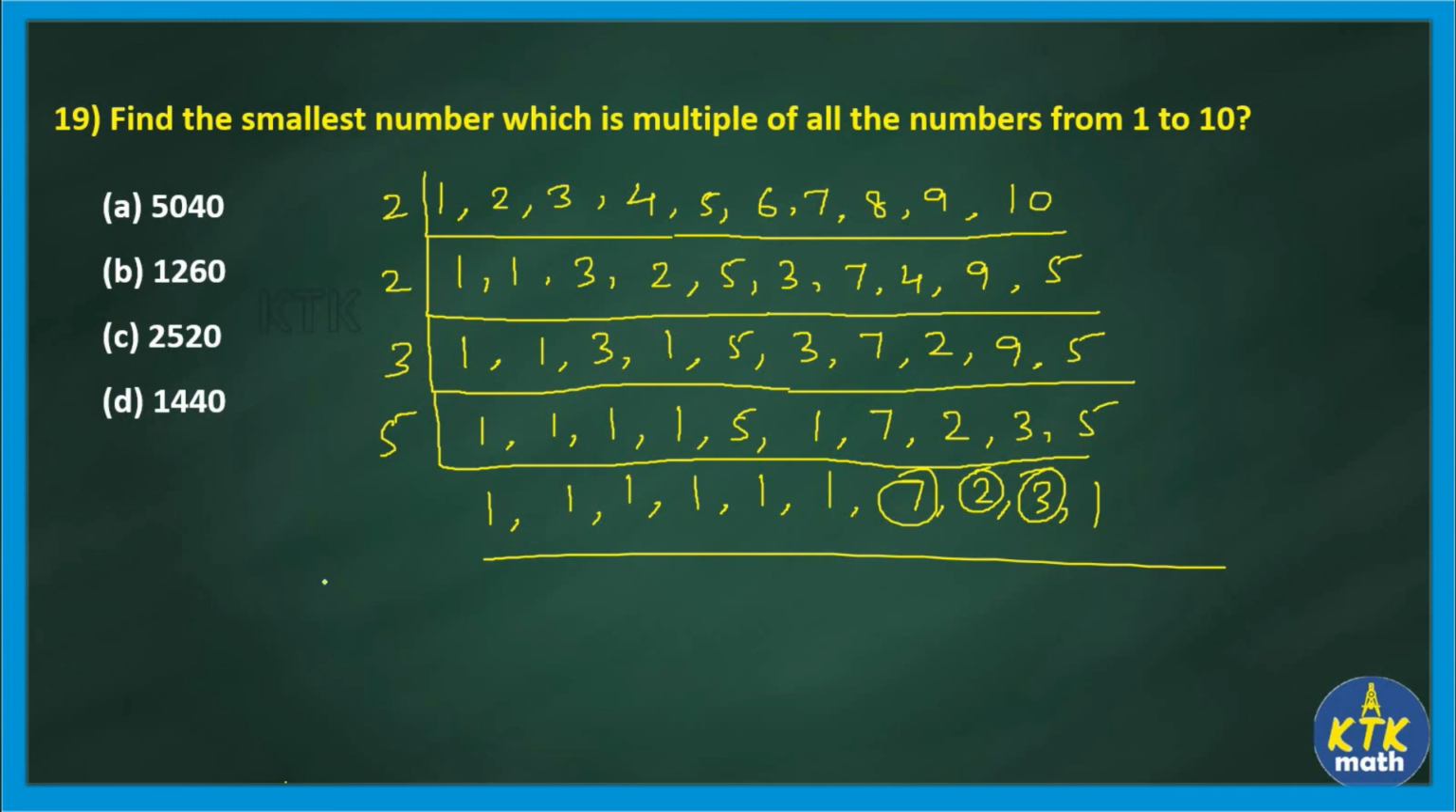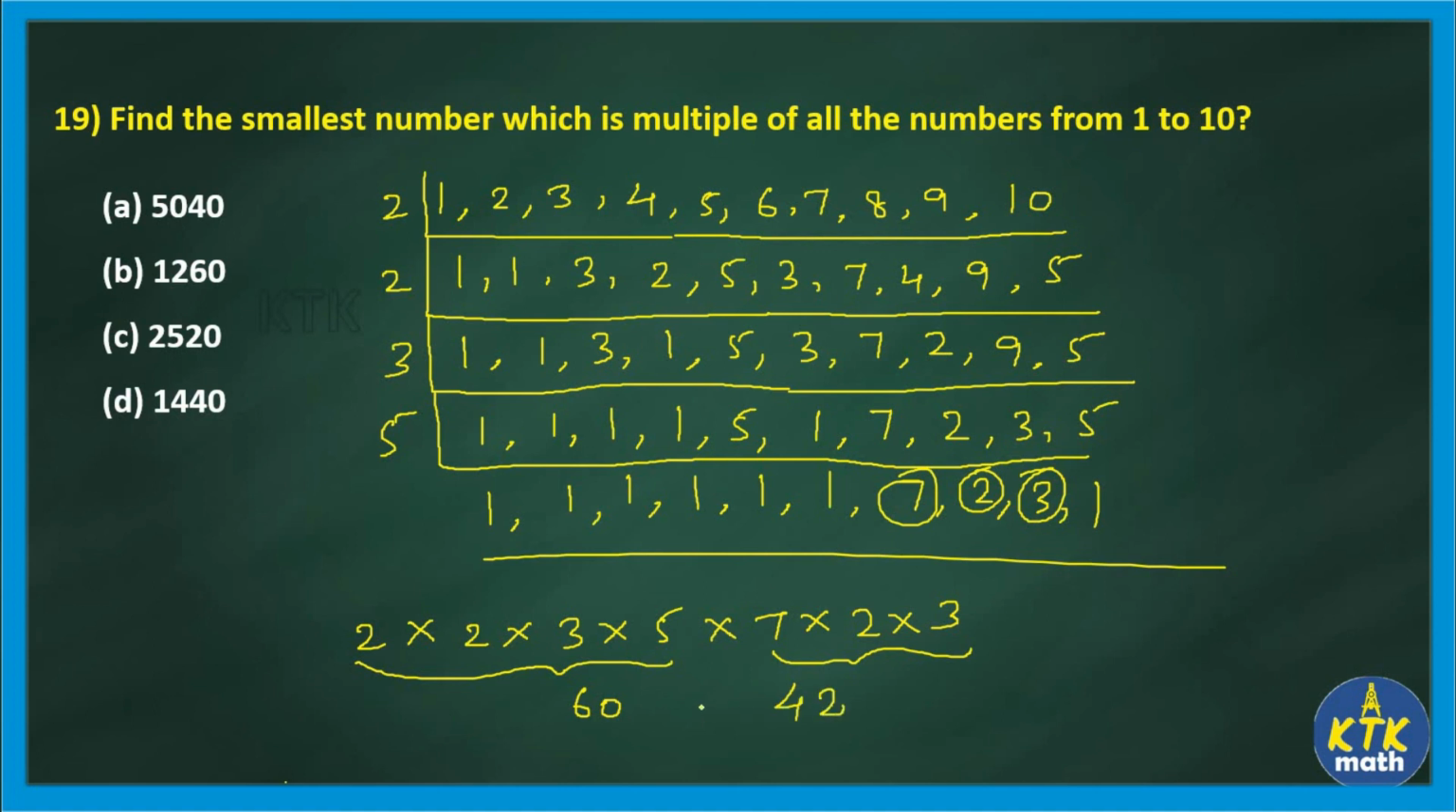So if you multiply all these you will get the answer: 2 2 3 5, and then here you have 7 2 3. Okay, so 2 2s are 4, 4 3s are 12, 12 5s are 60, and then 7 2s are 14, 14 3s are 42. Now multiply this, 6 2s are 12, remaining 1 2 5, so 2520 is there. So our answer is option C, 2520.